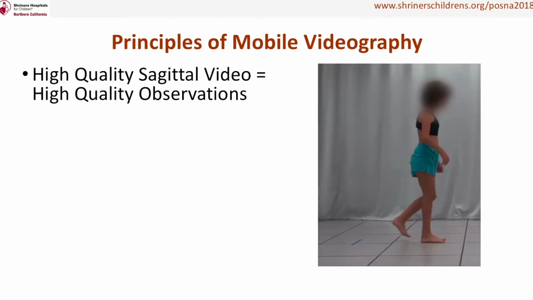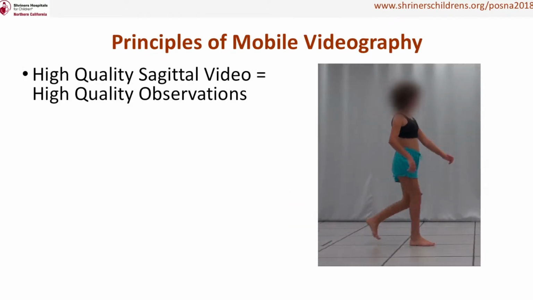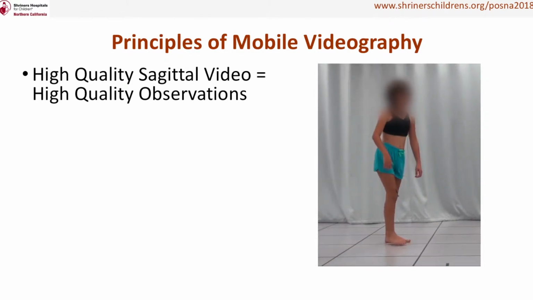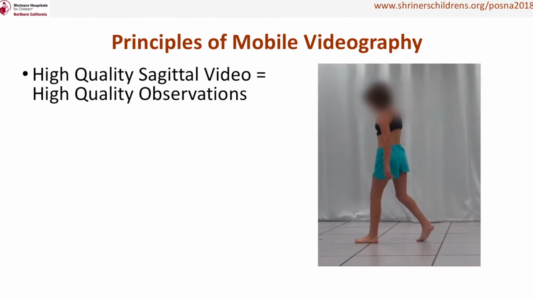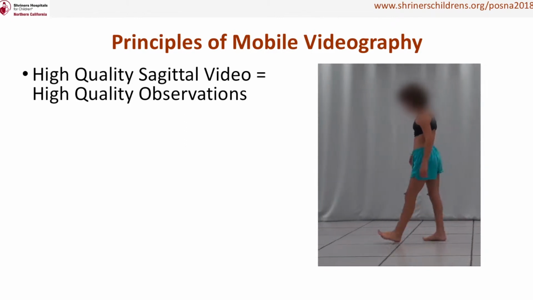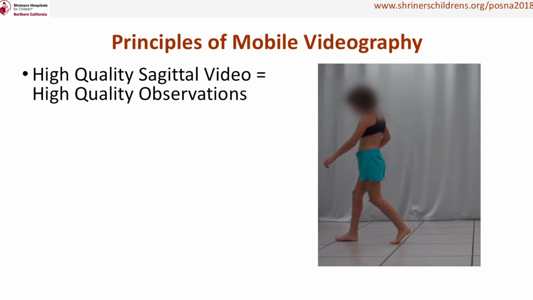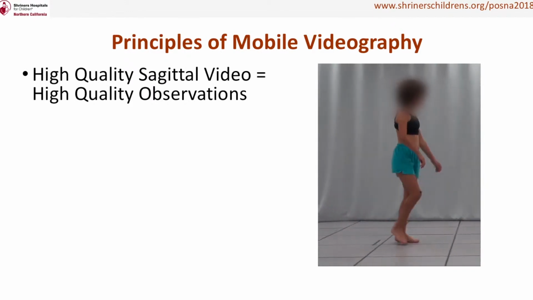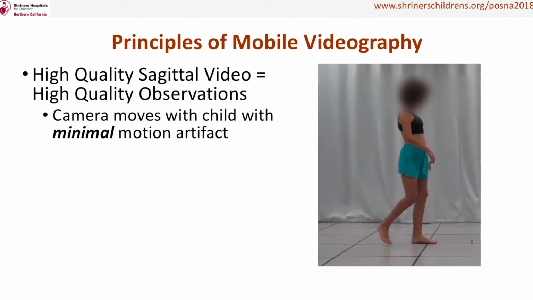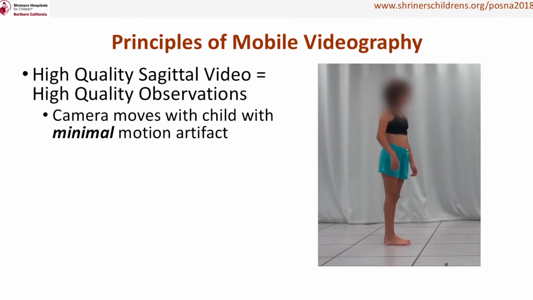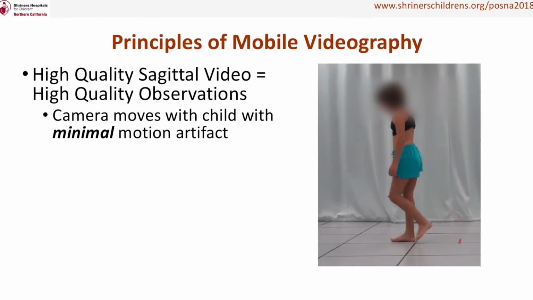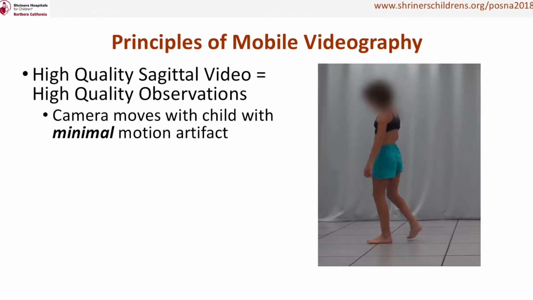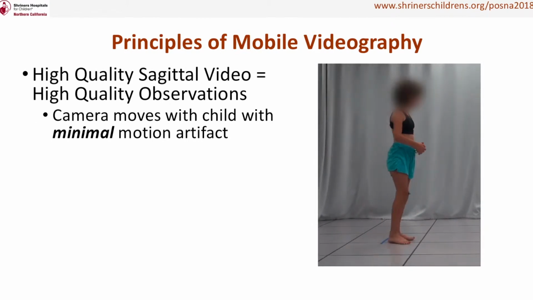of the patient. Anyone can get coronal video in a clinic hallway, but high-quality sagittal video is your key to high-quality observations. As you'll see later in this presentation, most of the quantitative visual assessments of gait are obtained in the sagittal plane. The best sagittal video is when the camera moves with the child with minimum motion artifact, as in this example from our gait lab, where we used a video camera on a trolley.